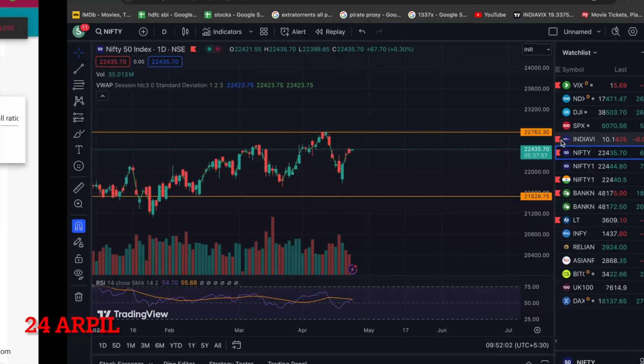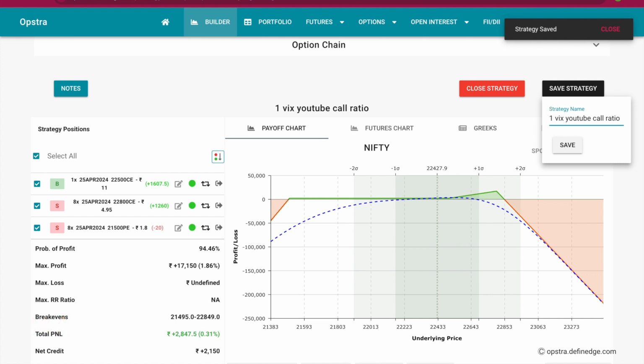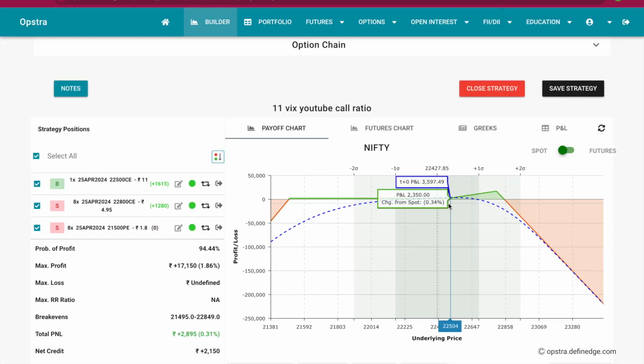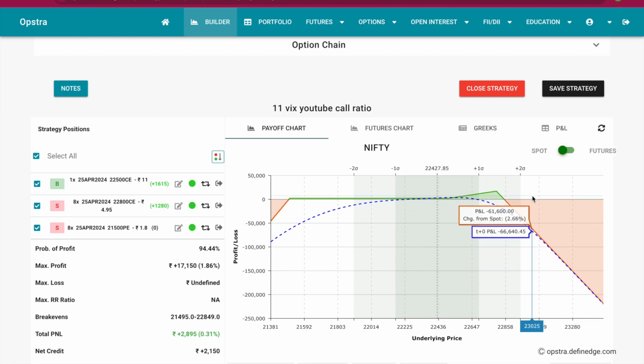The overall India VIX is now coming down. It's around 11 only for us. If the market goes up, we are good. If the market goes down, we don't have much losses.